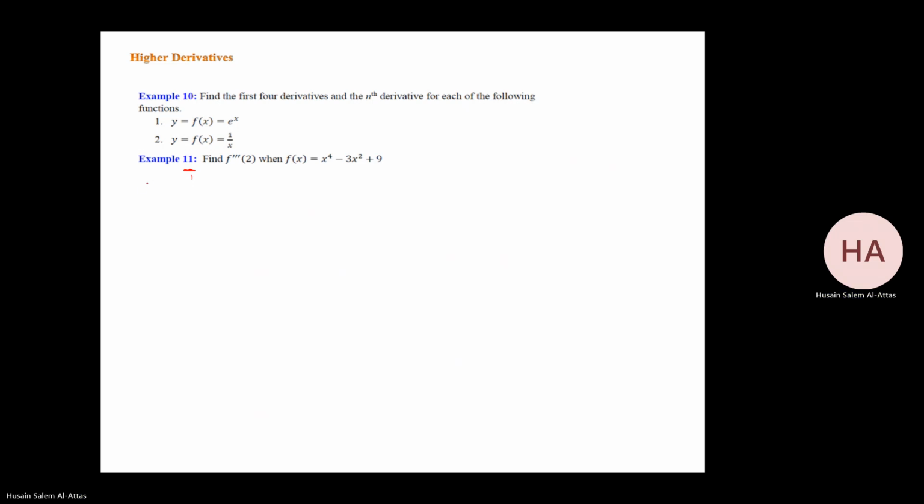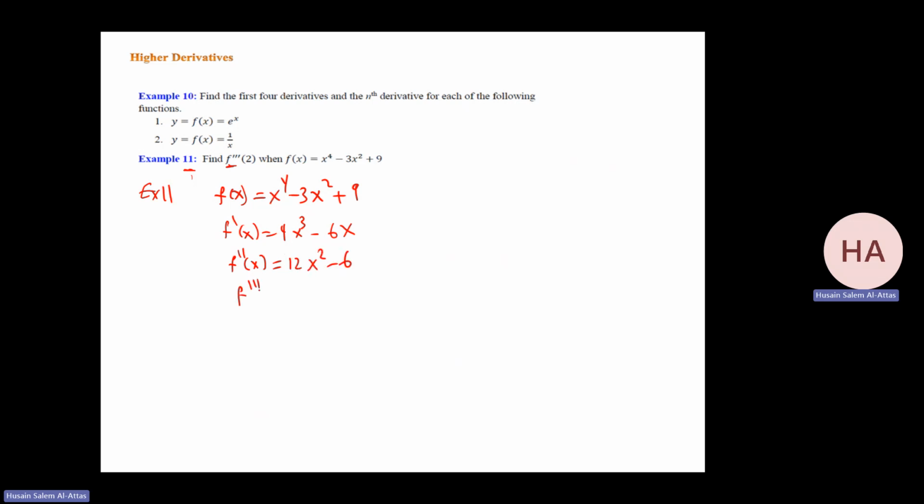This is a quick one. Example 11 is what? You have this function, x to the power 4 minus 3x squared, and he asks about the third derivative. So do the first, second, third, then substitute, which is nothing. That will be 4x cubed minus 6x. Second derivative, be careful with the calculation. That will be 12x squared minus 6. Third derivative, that will be 24x. So it will be third derivative at 2. That will be 48. So this is done. Nothing to worry about.